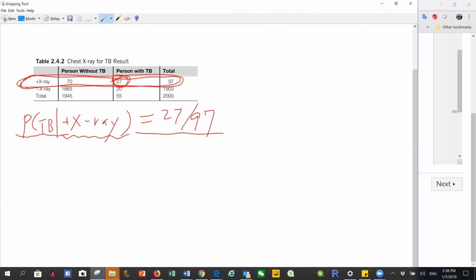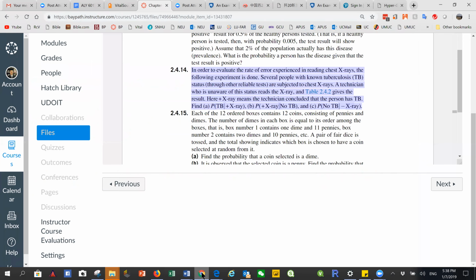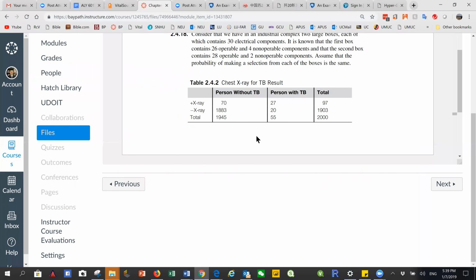Easy. So if I ask, what's the probability that it is a negative X-ray given that the person is without TB? Then easily you can see, out of those without TB, that many have a negative X-ray, so 1843 over 1945. This is the easiest way to get the answer. Now we need to move on to the Bayes rule, 2.4.2.4.